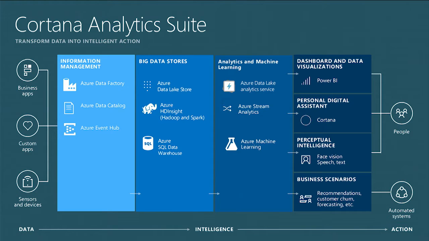So you use information management products within the Cortana Analytics Suite, like Azure Data Factory, which allows you to create data pipelines, which lets you schedule jobs to bring in your data. You can have an Azure Data Catalog, which allows you to track all the data in your enterprise and external to the enterprise that you are using in your application. And finally, you have Event Hub that allows you to work with streaming data in real time.